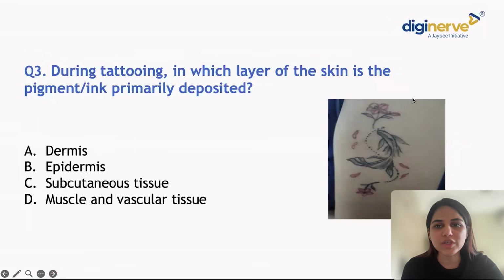During tattooing, which layer of the skin is pigment or ink primarily deposited? This is a straightforward question. The answer here is dermis. During tattooing, the pigment finally goes and settles down in the dermis. It does not go in the epidermis, subcutaneous tissue, or the muscle and vasculature tissue.